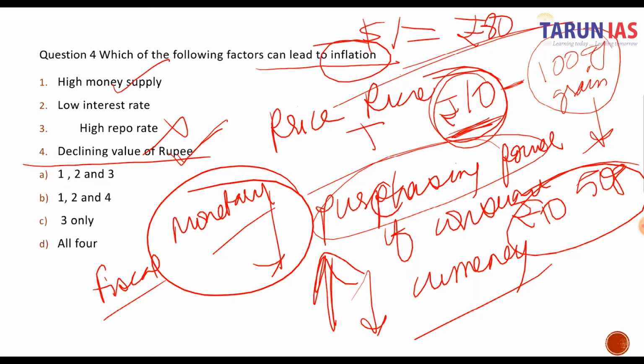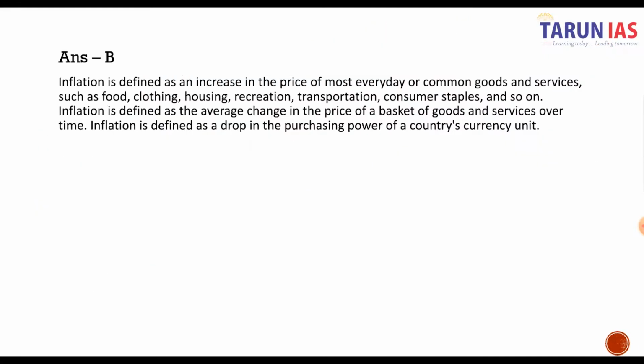High money supply, definitely it leads to inflation. Low interest rate also leads to inflation. It does not control inflation. So the factors that will lead to inflation are 1, 2 and 4. So therefore B will be our correct answer. You can read the explanation here, which I have already explained to you.